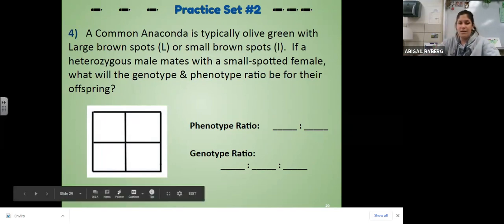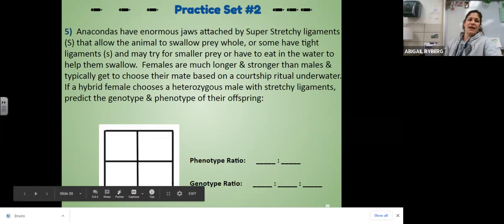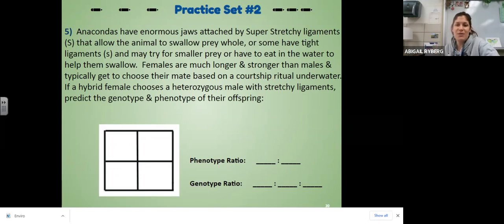And I'm going to move on to the next one. Okay, anacondas have enormous jaws attached by super stretchy ligaments, big S, that allow the animals to swallow prey whole, or some have tight ligaments, little s, and may try for smaller prey or have to eat in the water to help them swallow. Females are much longer and stronger than males and typically get to choose their mate based on a courtship ritual underwater. If a hybrid female chooses a heterozygous male with stretchy ligaments, predict the genotype and phenotype ratios of their offspring. Okay, so I'm going to set up my little cross.